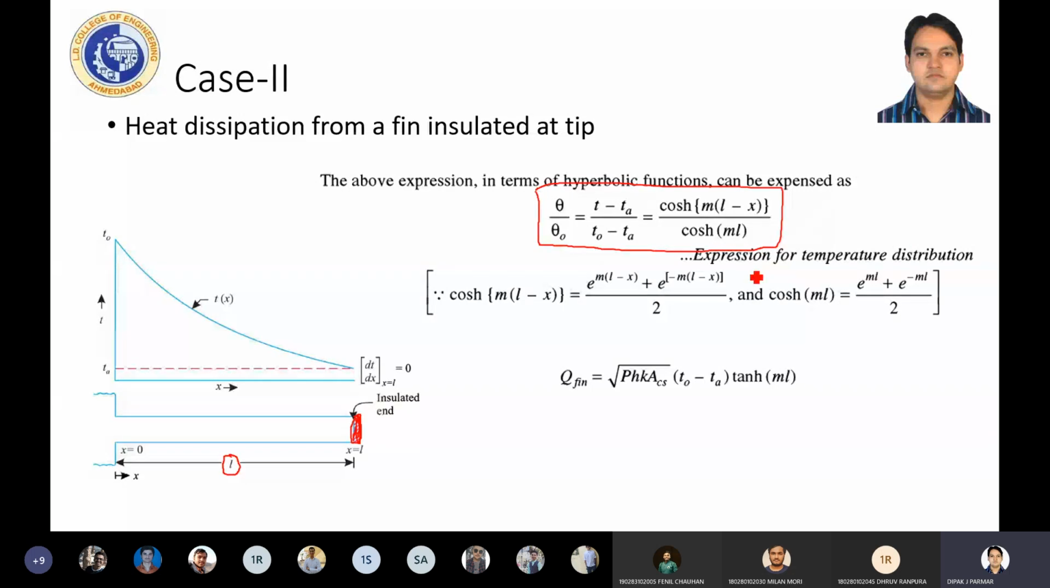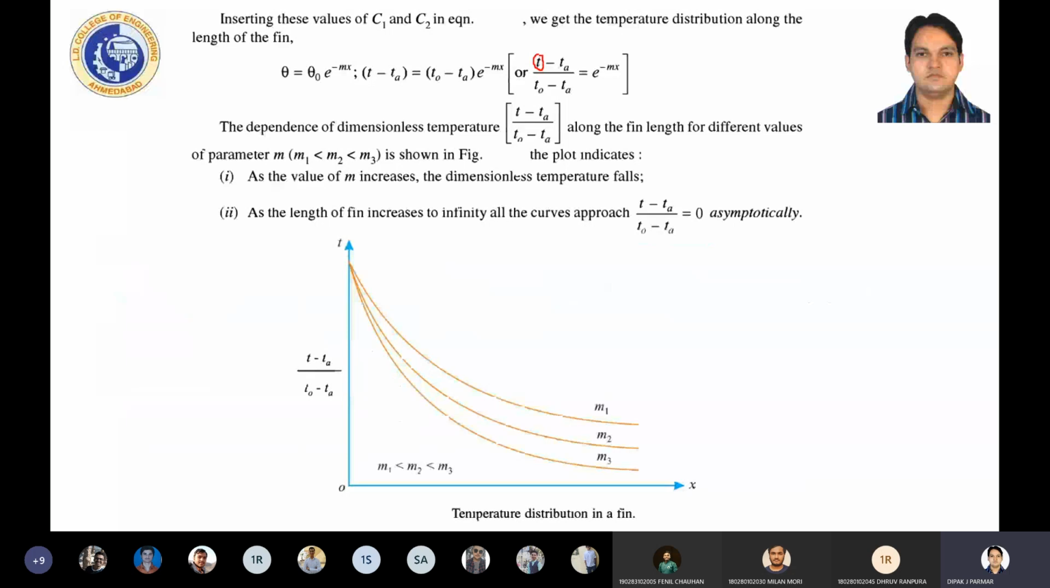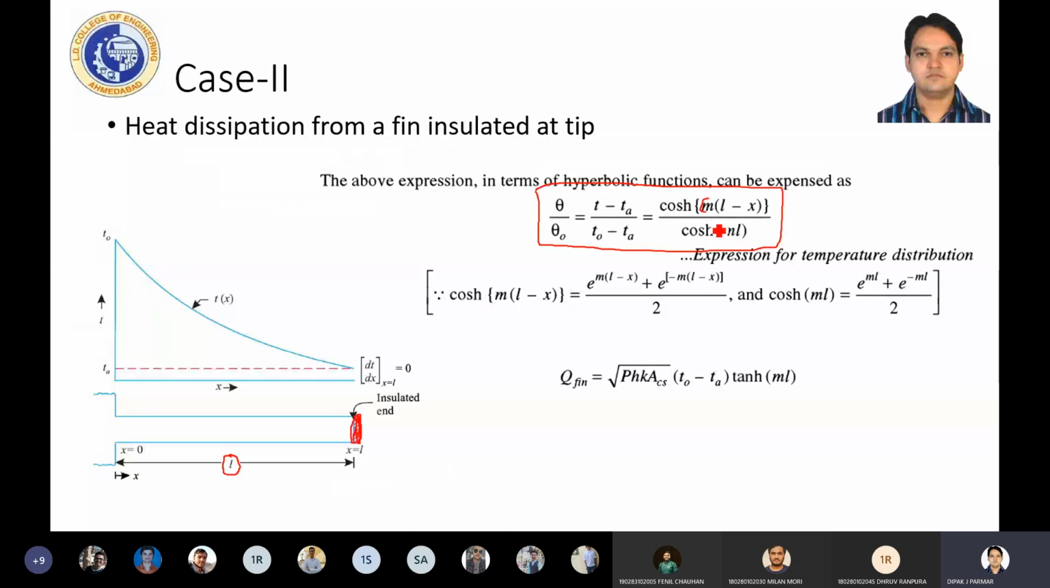And if you represent this equation in terms of exponentials of m and L, then cosh(m(L minus x)) will be equal to e raised to m(L minus x) plus e raised to minus m(L minus x), divided by 2, and cosh(mL) will be equal to this. So you can put this value here and get the answer, or you can directly, since we have already discussed m, m is the square root of hP upon kA_c, put the values of m, L and x, and directly get this temperature difference ratio.